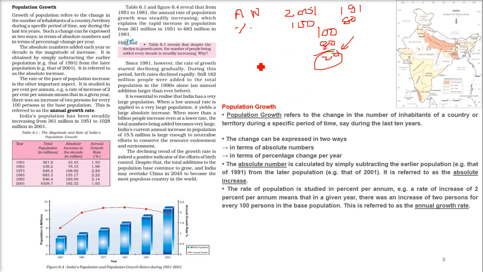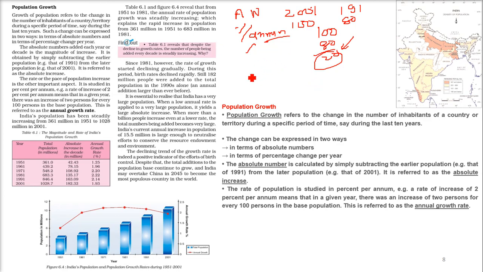And then we talk about the rate of population growth. This rate is found out or estimated in percent per annum, meaning for 1 year, that is percentage per year. A rate of growth, or rate of increase, of 2% per annum means that in a given year there was an increase of 2% for every 100 persons in the base population.